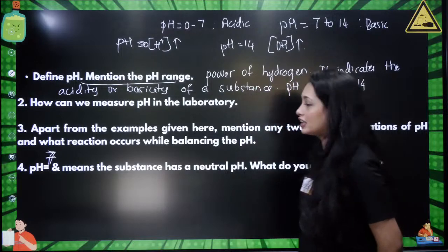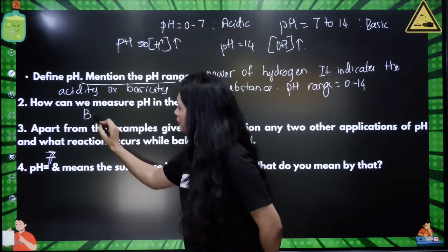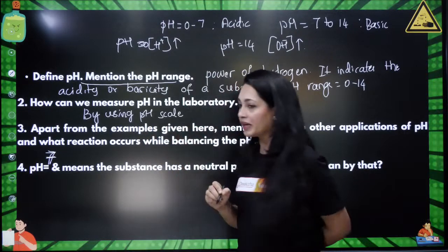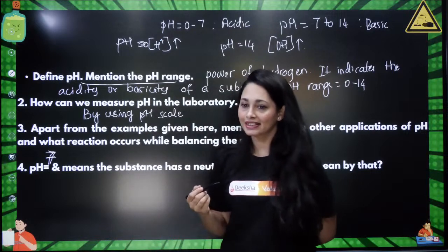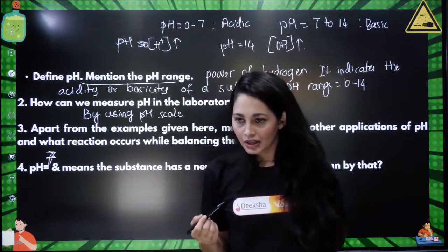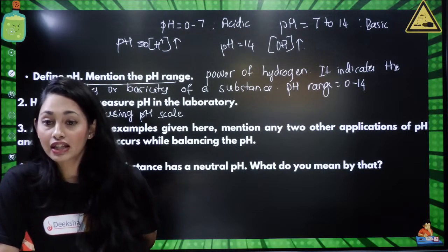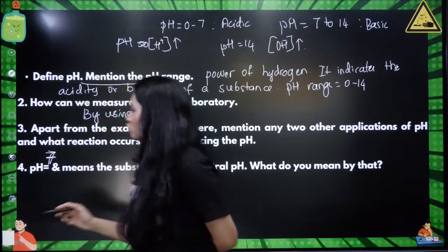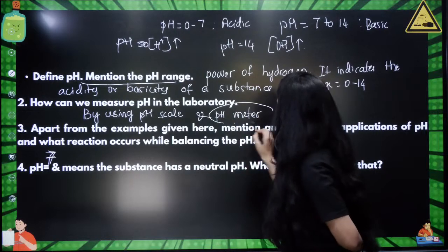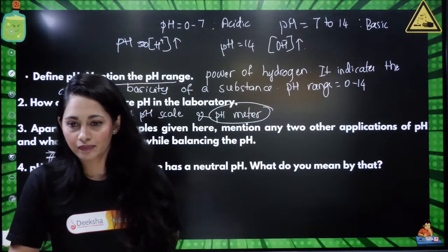How can we measure pH in the laboratory? By using the pH scale. And there is also one instrument used to measure pH. Very good, Mantasha is saying an instrument known as a pH meter is used to measure pH values. The pH meter is usually used in the laboratory because it gives an accurate value of pH.